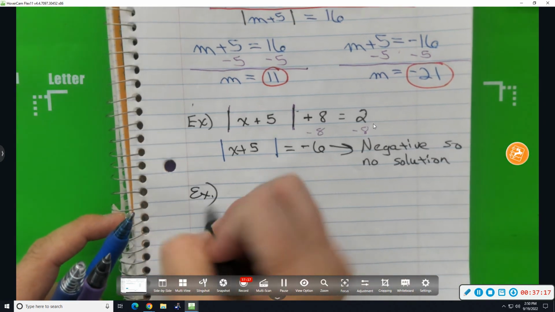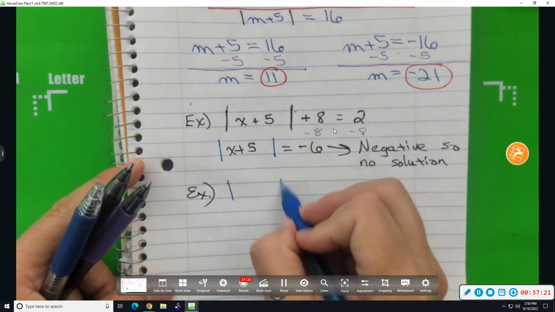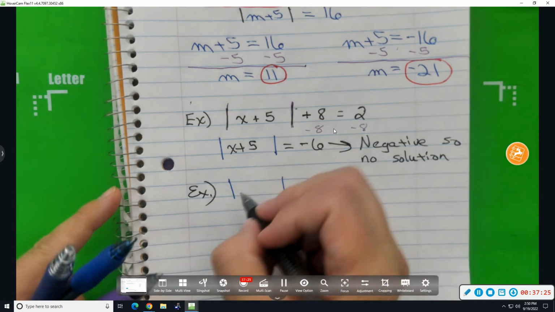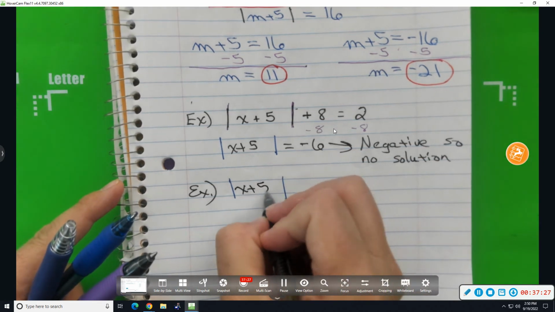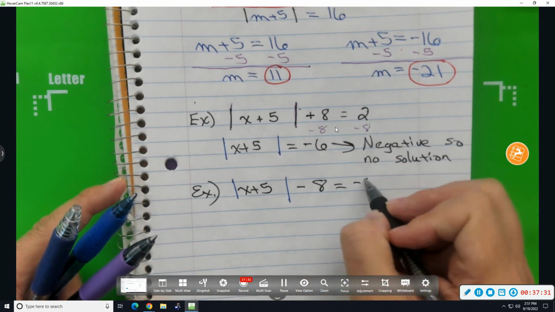And now to write the second one. I'll say x plus the absolute value of x plus 5 minus 8 is equal to negative 2.